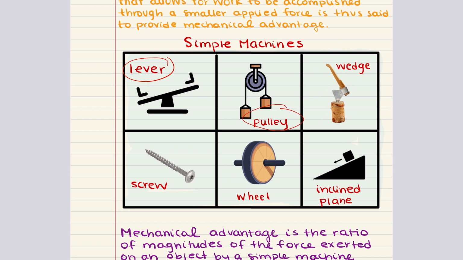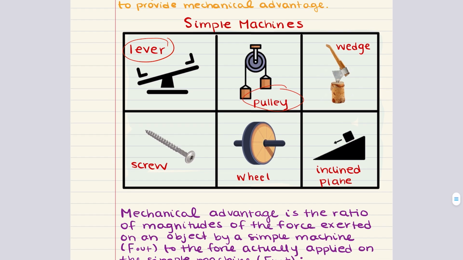Then we have the pulley. This is a wheel on an axle or shaft that's designed to support movement and change the direction of force applied to a rope or a cable. Using a system of pulleys can significantly reduce the input force needed to lift a load, and that's how it provides a mechanical advantage. Then we have the wedge.